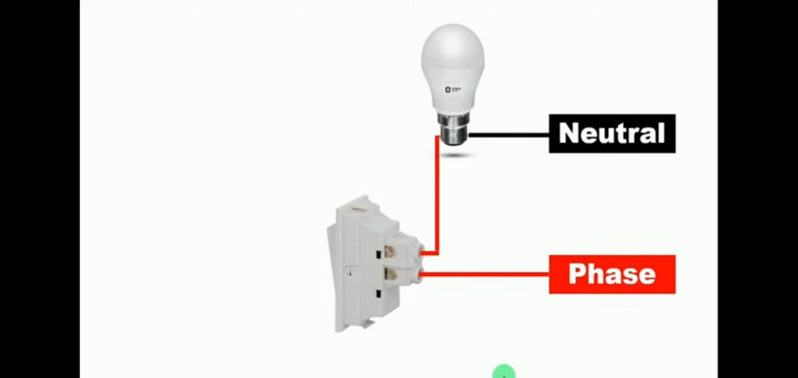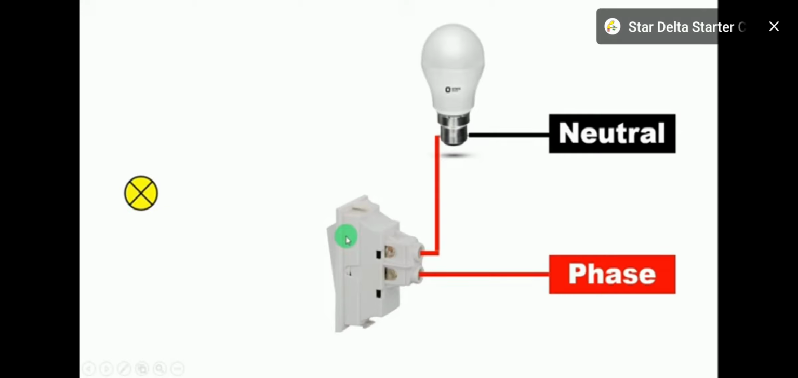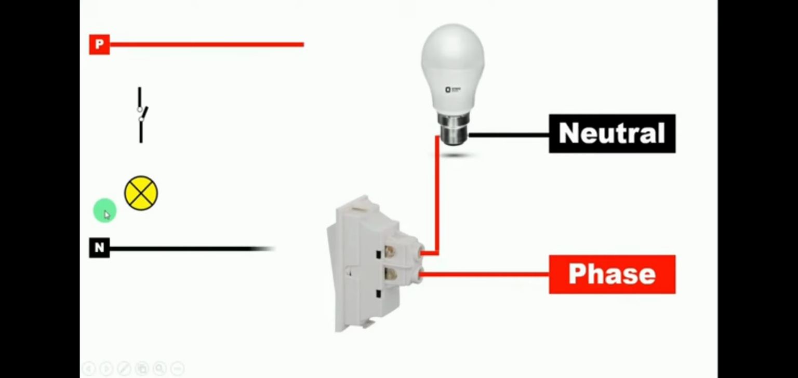Now if you are told to make this circuit in electrical drawing, then how will you make it? So the symbol of our bulb is something like this. Now the symbol of the switch is something like this, and we need phase supply and neutral supply to start this bulb. Now we have to give phase supply to this switch. So we will connect a wire from the phase power supply and give input power supply to the switch.